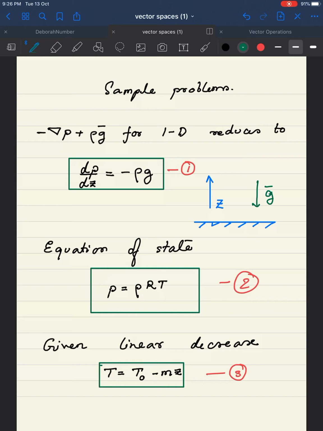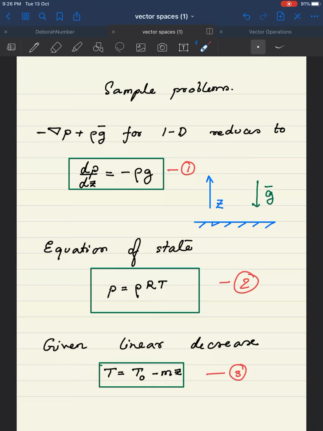Now the equation of state for a gas is given by P, where P is the pressure, equal to rho R T. R is the gas constant, T is the absolute temperature. For our particular problem, we had said that there will be a linear decrease of temperature with height. As we keep going up, temperature decreases. So temperature is maybe highest at the ground. That doesn't happen actually in reality, but let's not worry about that. We have conjured up this very simple linear relationship, T equal to T naught minus mz.